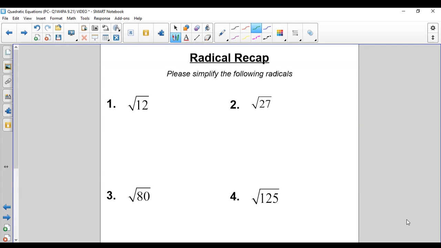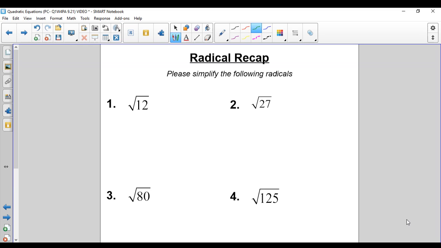We're going to have a quick recap on how to simplify radicals. Moving forward, we're looking at the square root property and quadratic formula. Both involve radicals. So remember, when you're dealing with radicals, I want to get them in simplest form. So we break it down.